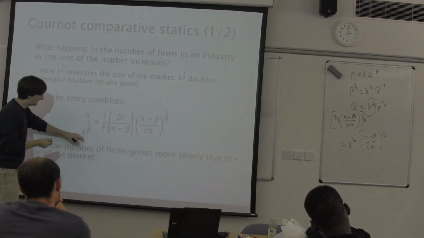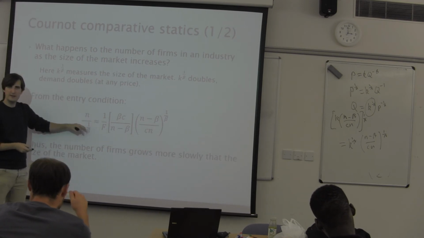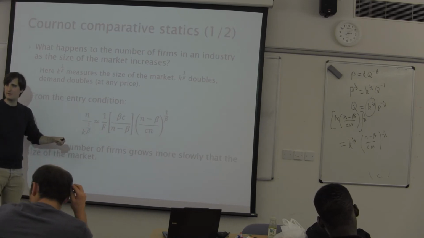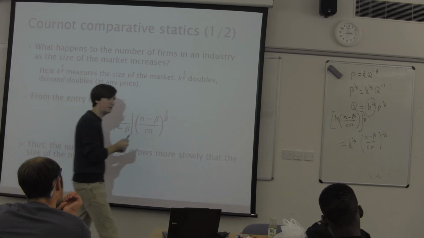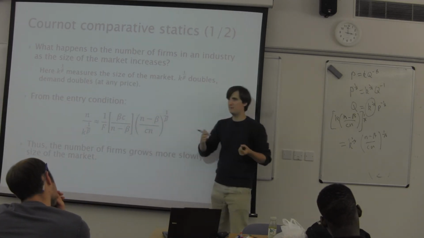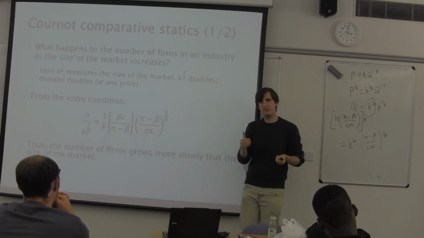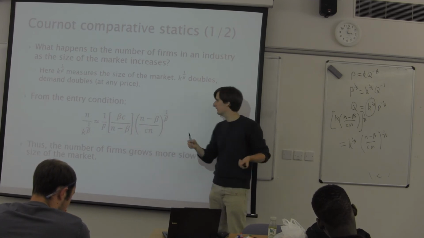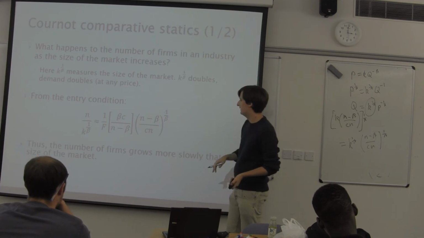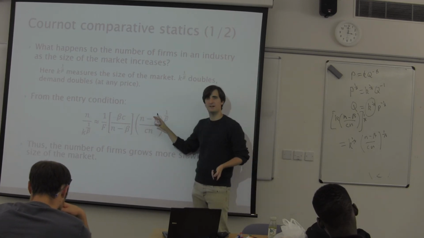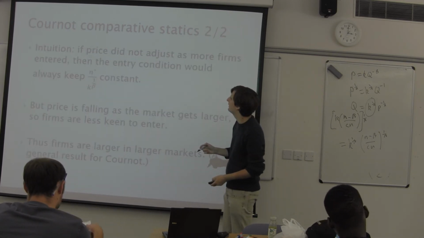So as the size of the market increases, the total number of firms is not increasing linearly with the size of the market, it's increasing less than linearly. So if you double the size of the market, this is saying you less than double the number of firms. And if you're less than doubling the number of firms, those firms that are there must be getting bigger. So this equation is telling you that firms are going to be larger in large industries with high overall size.